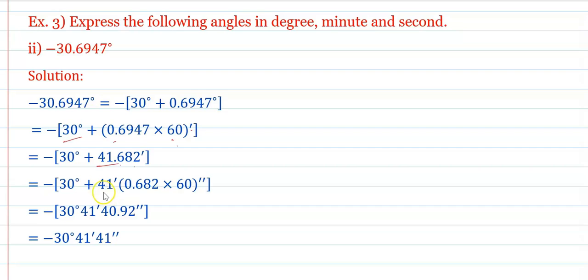Again, this 41 that came, those are the minutes we got. What is the fraction part? 0.682. Again, multiply it by 60, and it will be converted into the seconds. Okay, and therefore here is 30 degree, 41 minutes. Then how many seconds will come? That is 40.92 seconds. That is above 0.5, and hence we are treating it here as 41 seconds, and hence minus 30 degree 41 minutes 41 seconds is converted into degree, minutes and second. In this way we can convert it.